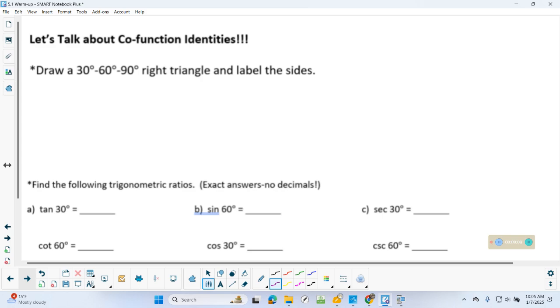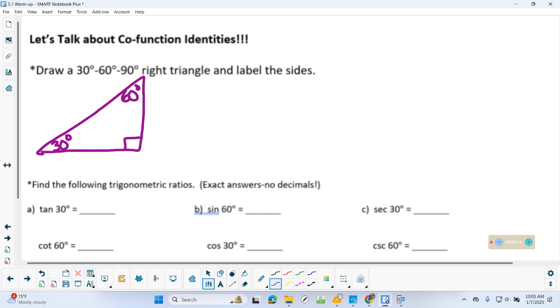So, let's review. It's been a hot minute since we've done some of this. First, like it says, we're going to draw a 30, 60, 90 right triangle, and let's see if we remember how to draw or label the sides. The triangle, got it. It doesn't matter which angle you mark as 30, which is 60. I'm going to do the bottom as 30. This one is the 60.